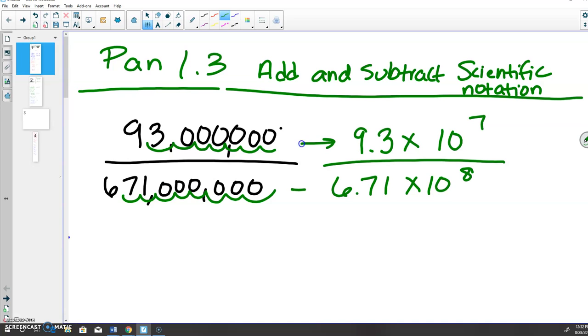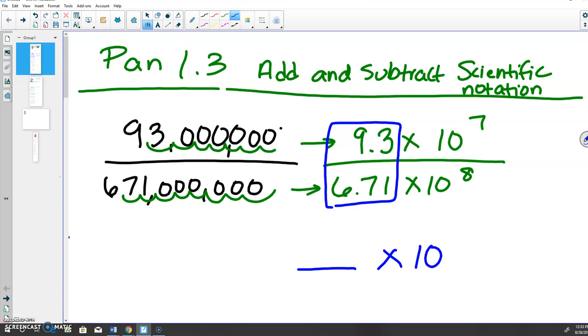So on their calculators, they would do this number, 9.3 divided by 6.71. Go ahead and do that. Let me know what you get. And then say times 10. What do you do when you subtract or when you divide exponents? What do you do when you divide exponents? Subtract. So 7 minus 8 is -1. Remember, in scientific notation, we can have negative exponents.